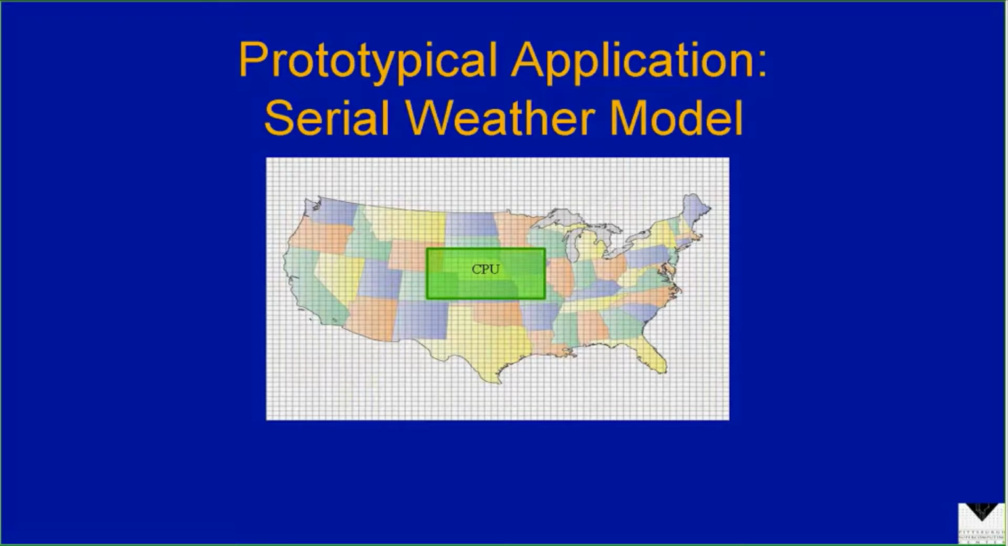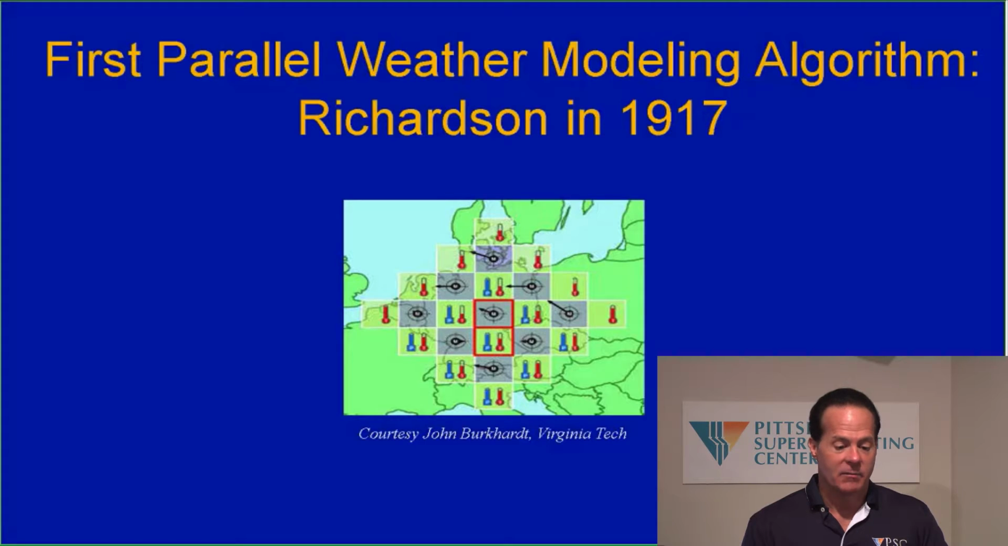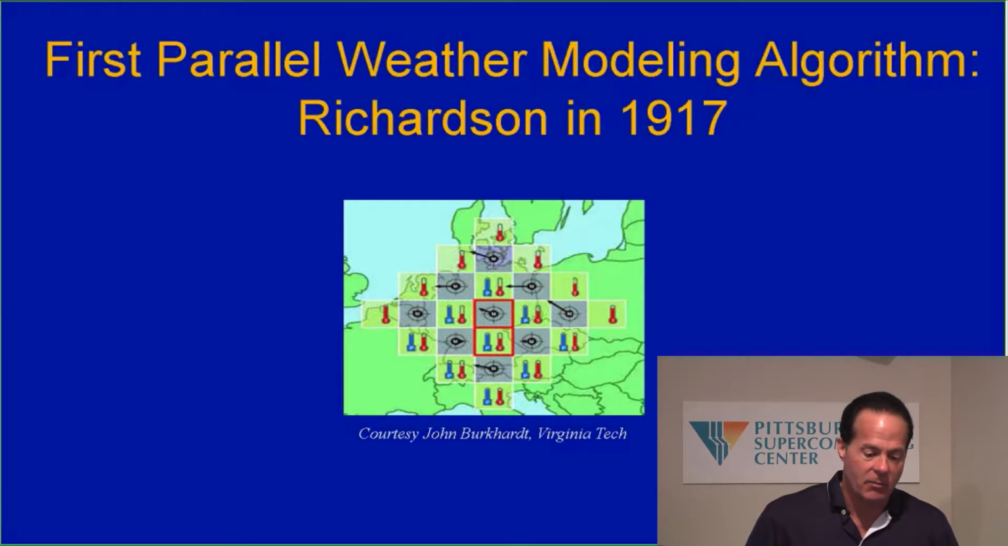Well, instead, it would be nice if we could do this faster by doing it in parallel. And it so happens a guy named Richardson back in 1917 came up with a way to do weather modeling in parallel. And the year 1917 should certainly intrigue you, because this predates any kind of digital computing and any kind of effective mechanical computing. And so you might wonder, why is a guy in 1917 worried about doing things in parallel?